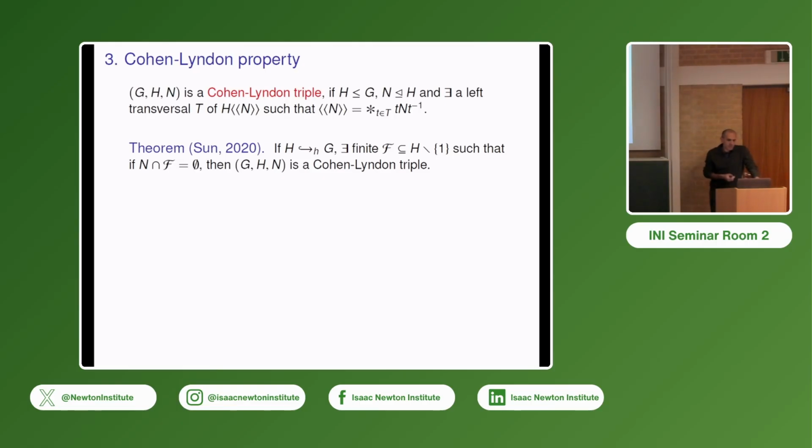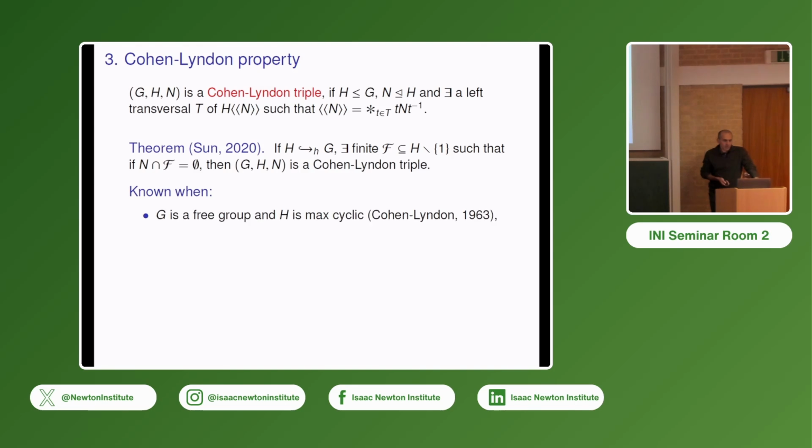Now, a very important result of Bin Sun from 2020 says that essentially the Cohen-Lyndon property is a consequence of a subgroup being hyperbolically embedded, meaning that if you have a subgroup H which is hyperbolically embedded in G, there exists a finite set F in H minus the identity, and if the normal subgroup avoids this set, then this triple is a Cohen-Lyndon triple. Okay.